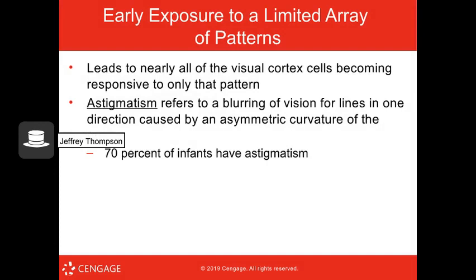So, if you're only exposed to a limited array of patterns, this is going to cause almost all of your visual cortex cells to become responsive only to that pattern. So, astigmatism, which you might have heard of, refers to a blurring of vision for lines in one direction caused by an asymmetric curvature of the eyes. 70% of infants have astigmatism.